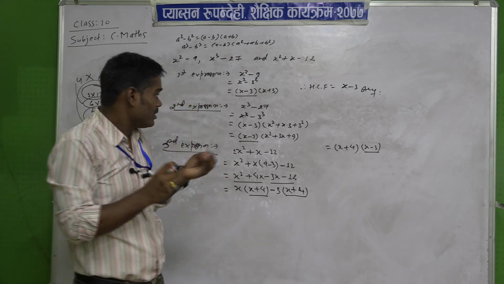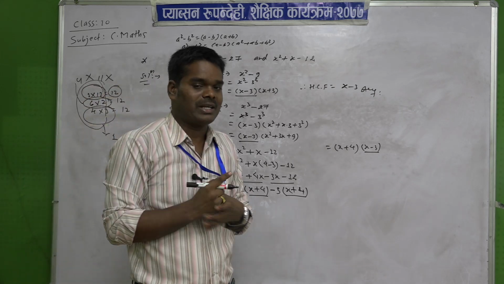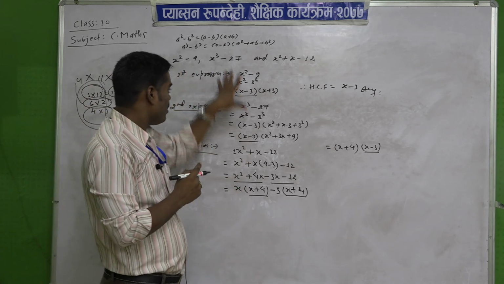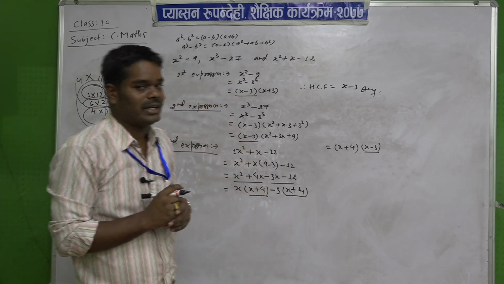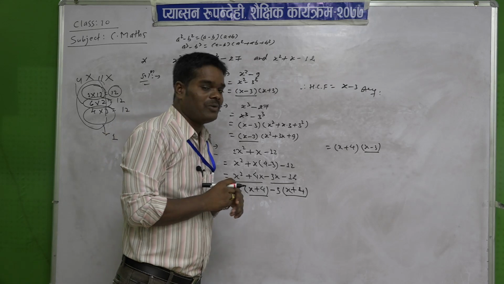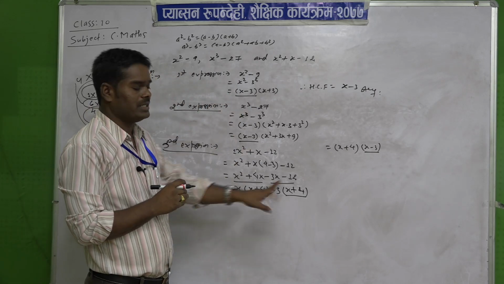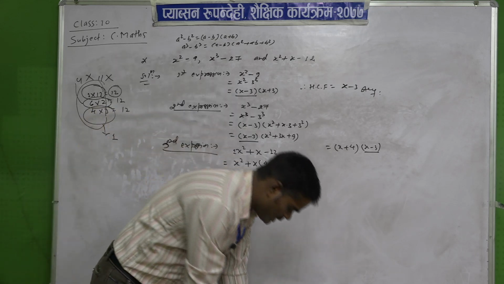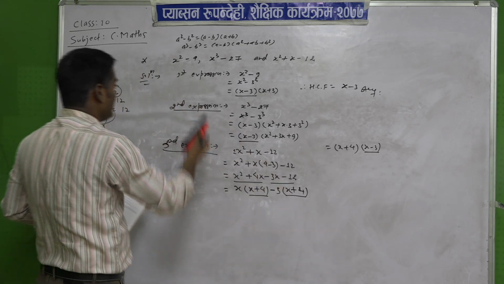If nothing is common there, what is the SCF? 1 is there. If in all 3 expressions nothing is common, then we should take 1. The SCF will be 1, because 1 into this, 1 into this, 1 into this. So, if nothing is common in all 3 expressions, the SCF will be 1. 1 is the SCF, you have to write. Okay.